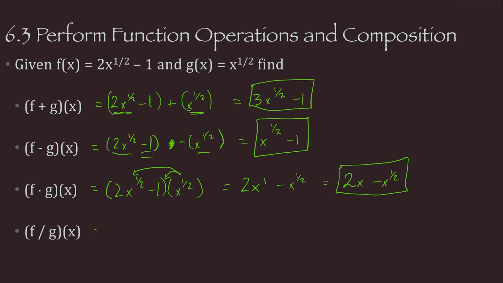And then division. So f of x goes on top, g of x goes on bottom. Nothing simplifies easily. You can't just cancel the x to the 1/2 because the 1 does not have an x to the 1/2, so they do not cancel out. That is just your answer.